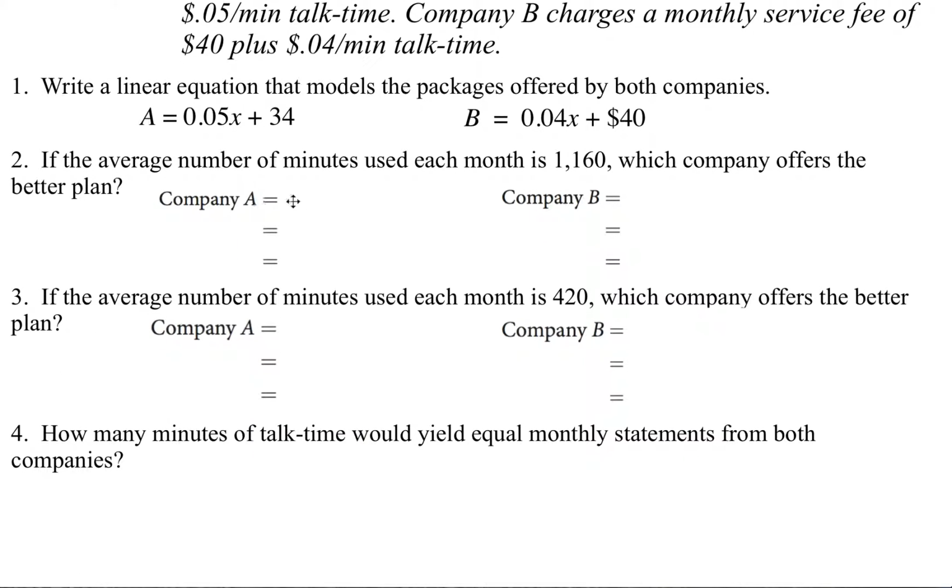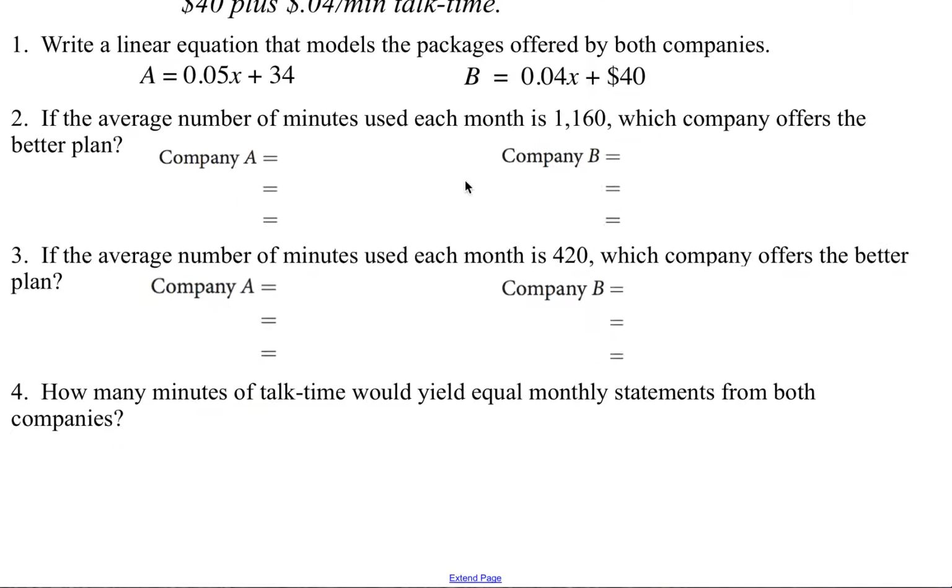Part 2 says if the average number of minutes used each month is 1,160, which company is a better plan? So what they're saying here is substitute in the number of minutes, 1,160, in for your variable x, the number of minutes, and see what you get out. So company A, we end up getting $92 is what it costs us. Company B, when we substitute in, is $86.40. So the better plan for that number of minutes is clearly company B.